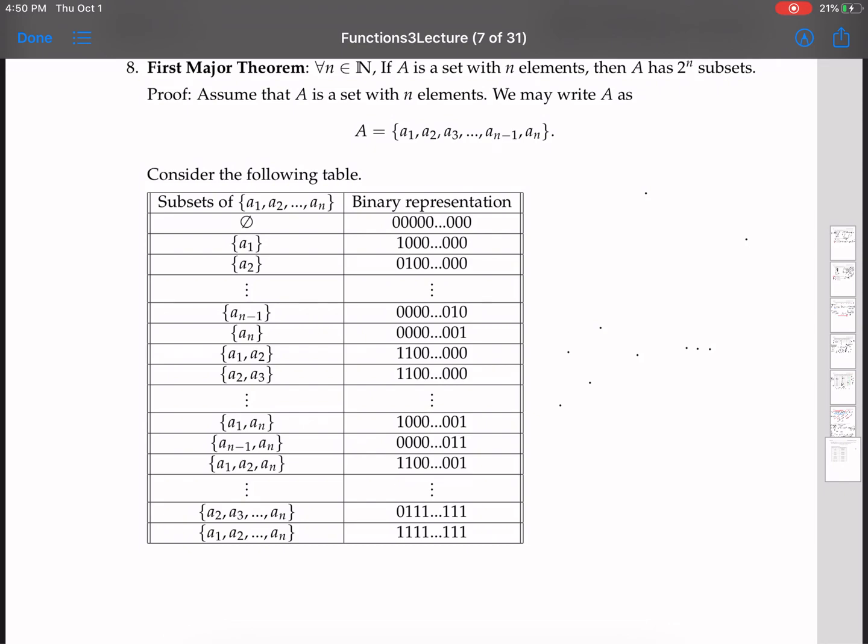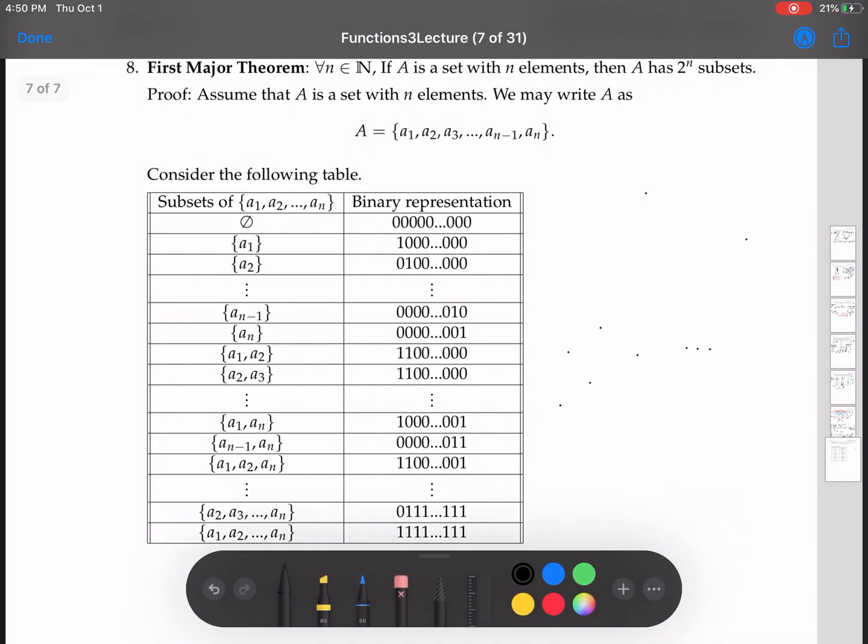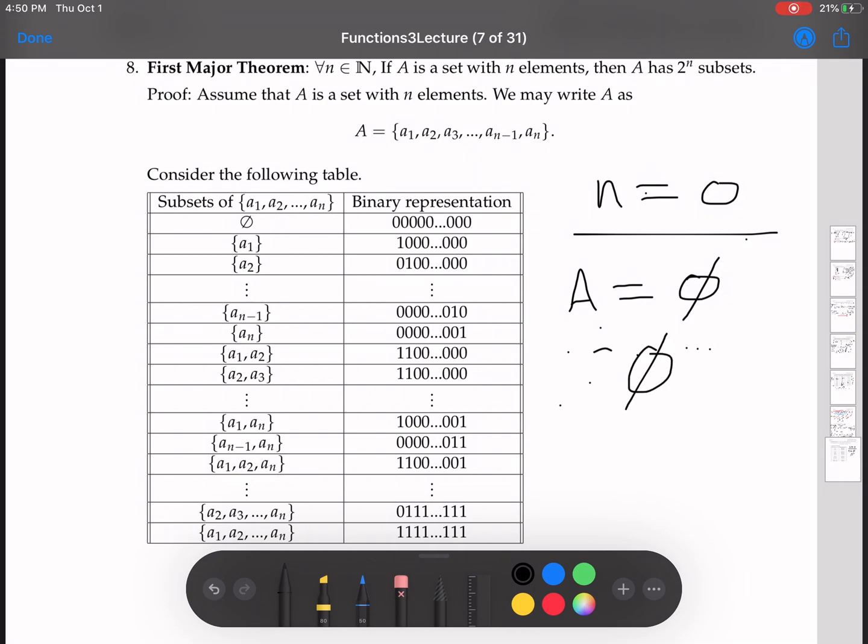All right, now looking at this, I realized that my proof here doesn't actually cover one special case, and that is the case that n equals 0. So let's deal with that. Okay, so if the set A has 0 elements, then that means that A is the empty set. And the empty set has just one subset, itself.